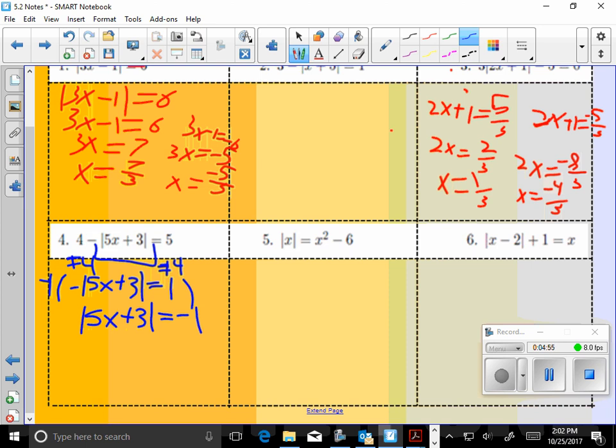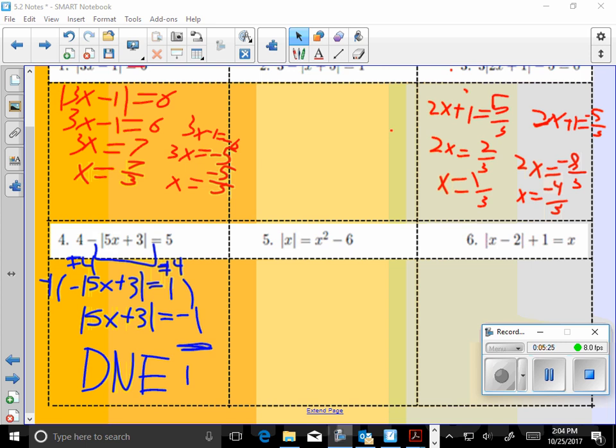negative 1. Now, peeps, we have a problem because you see this number right here is negative. And as you know, an absolute value expression will always end up being positive. Therefore, the answer to this is no solution or does not exist. Mic drop. Thank you.